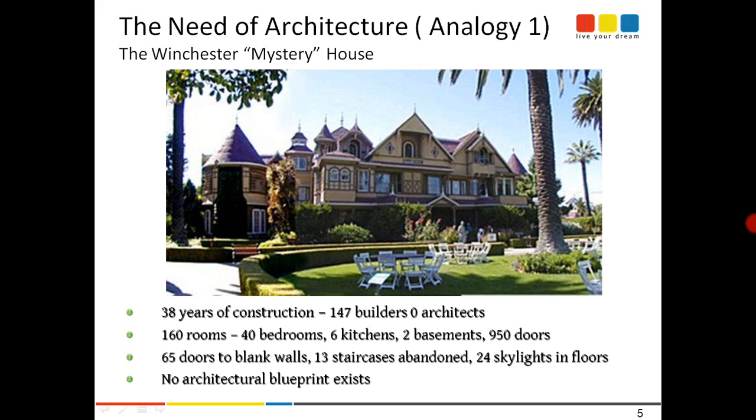Some of these issues are where we have a lot of dead code in the applications. Is that not familiar to us? We have a lot of dead code, a lot of unused code. The dead code is equivalent to the 65 doors to blank walls, and unused code is like having a skylight in the floor, isn't it? All of this is because of the maturity level of software architecture and design. And finally, this particular house didn't have any architecture blueprint at the point in time when it was constructed.